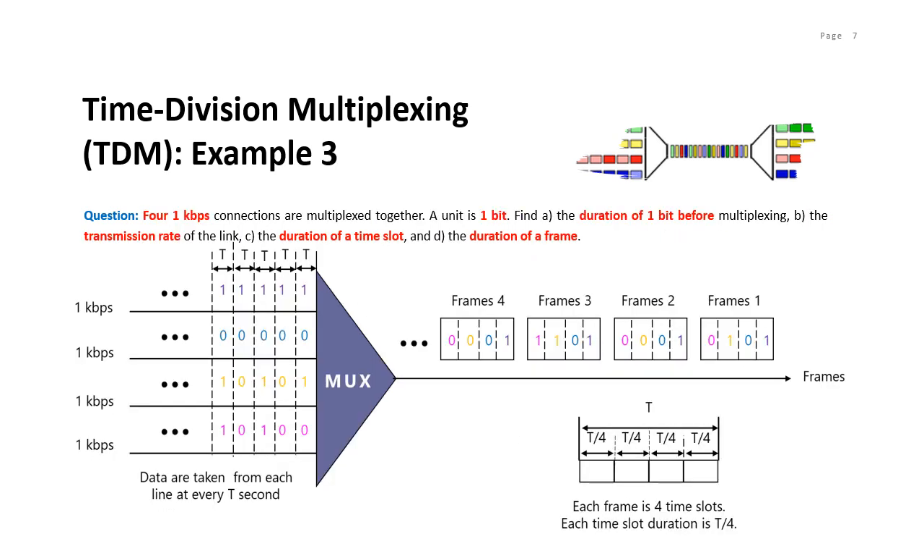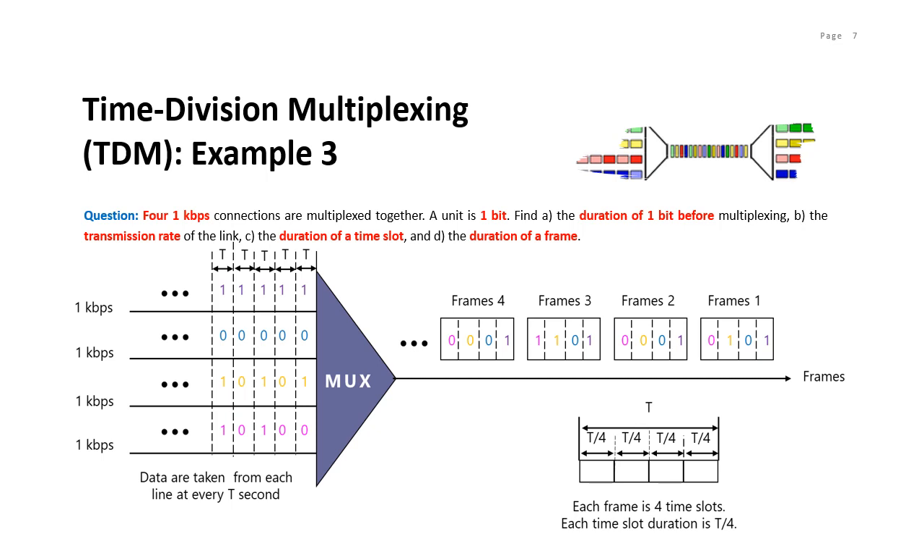Next, let's go to another example. Here we have 1 kilobit per second connections and they are multiplexed together. A unit is 1 bit. Find A, the duration of 1 bit before multiplexing, B, the transmission rate of the link, C, the duration of a time slot, and D, the duration of a frame.